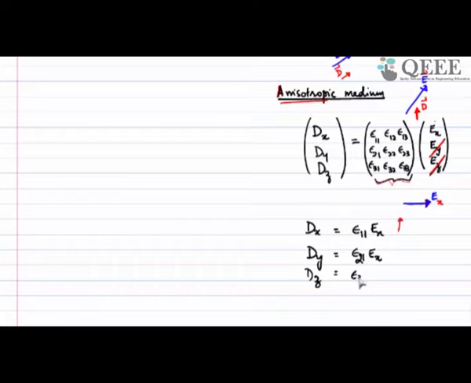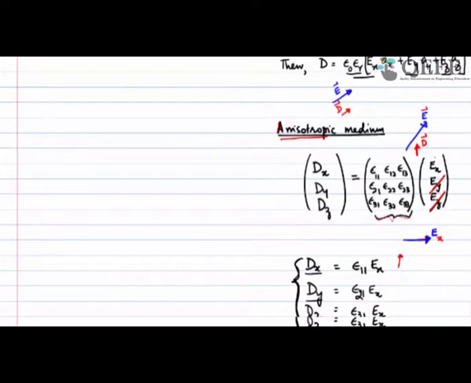Dz is epsilon 31 Ex, which means if I apply an electric field in this x direction, the electric displacement, the flux density, is appearing in three different directions, or rather it is a combination, or it could be in an arbitrary direction with three different components. So this is an anisotropic material.